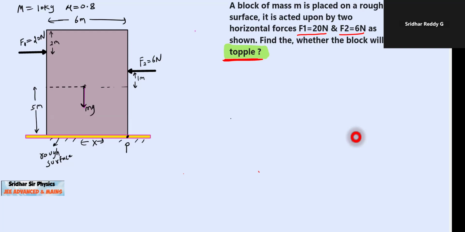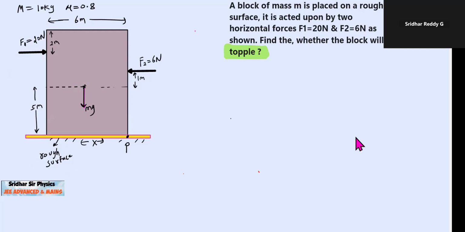So here this is a block of mass m having the weight mg, 6 meter the width. The height of this is around 10 meter. We apply two horizontal forces, one 20 Newton, other 6 Newton, and the surface is rough also, and the coefficient of friction is given. We have to check whether the block will topple or not. Maybe it will topple about this point or this point. That has to be verified.